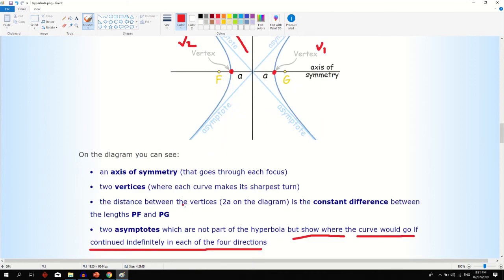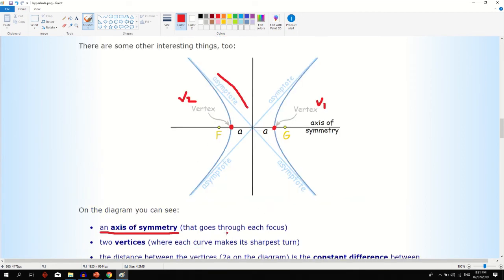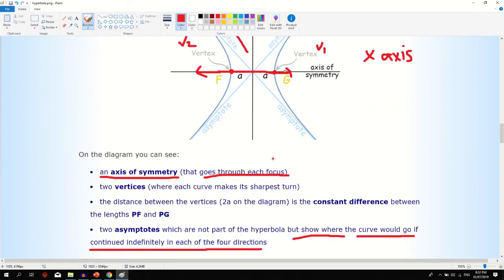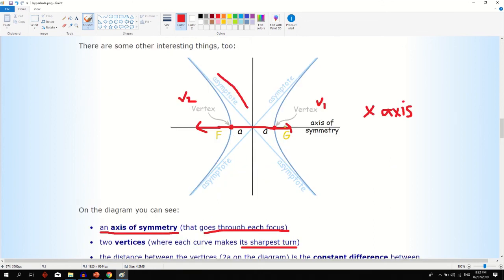Okay, so the distance between two vertices is here, and then the axis of symmetry goes through the foci. So this should be the axis of symmetry, from focus F to focus G. What is the axis of symmetry here? Alright, correct, it is the x-axis. Very good. Two vertices are where each curve makes its sharpest turn. This is the sharpest turn here. If we have an example, which is the sharpest turn, of course, this one, right?